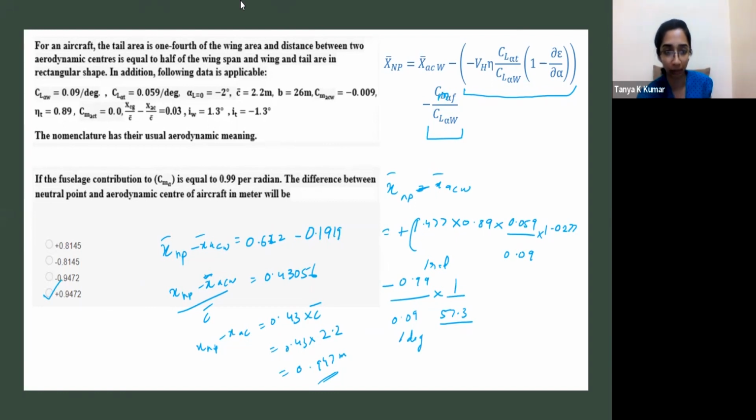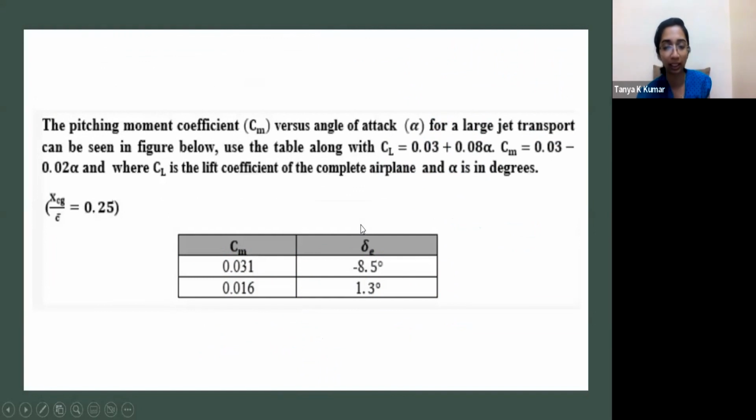Is this question clear? Okay, since nobody's asked any questions, I'm going to go to the next one. This is the next question in your assignment 3.